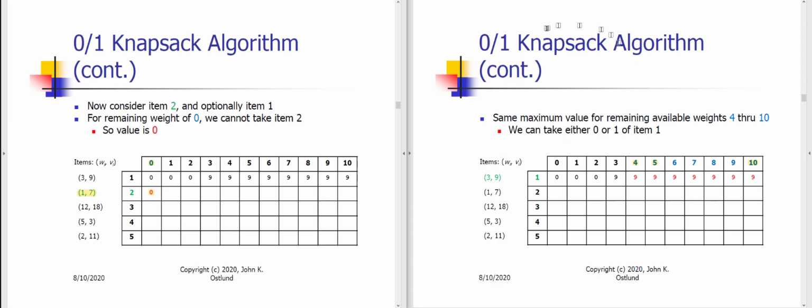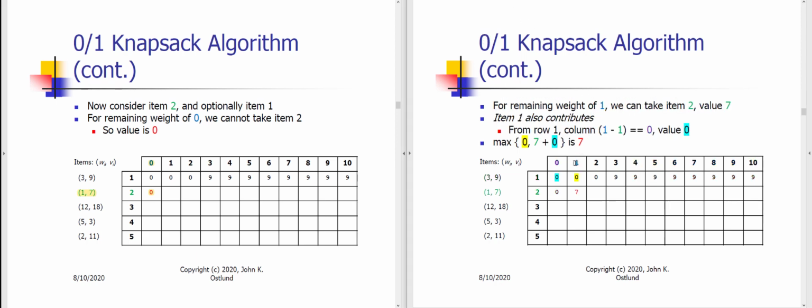Now, for item 1, pardon me, I misspoke. For an available space of 1, let's see what happens. This is a little more, well, it is more complicated. Now we're going to actually do some work. All right, let's reason this out. So if I have 1 unit of available weight in my knapsack, then item 2 will fit.